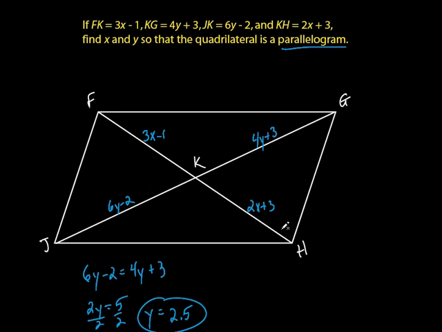Well, what else is going to make this being bisected right here? If I set the x's equal to each other, so it's going to be 3x minus 1 equals 2x plus 3. Subtract 2x from both sides, add 1 to both sides, and you get 4. So if x is 4. So watch, the only way that this thing is going to be a parallelogram is if x was equal to 4, which would make these two segments equal to each other, which means it's being bisected, and if y was equal to 2.5. So if y was equal to 2.5, then this whole segment would be bisected.